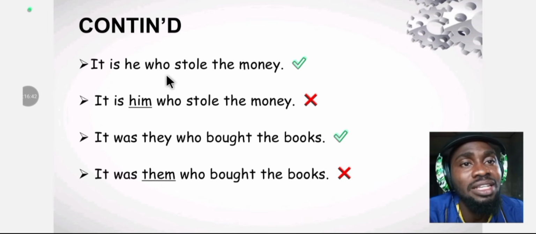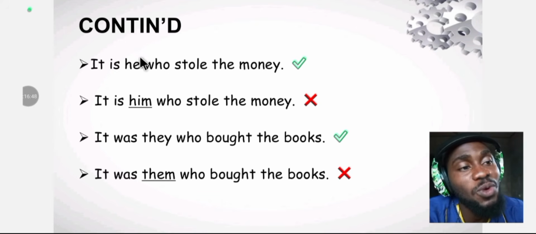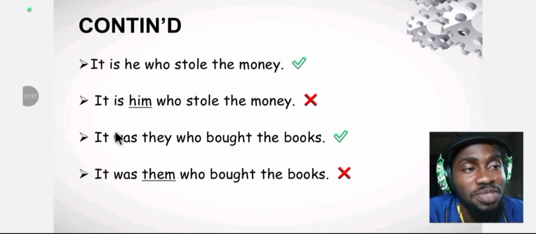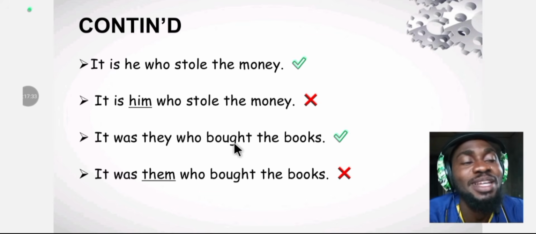More examples. It is he who stole the money. Correct. Why is it correct? He is a subject form of the personal pronoun. It is him who stole the money is wrong, because him can't go with is, because is and the other components should go with a subject and not an object. It was they who bought the book. Correct. Why is it correct? Because was is part of the verb components that do not go with objects. So they, is they an object? No, they is a subject, making this statement correct.